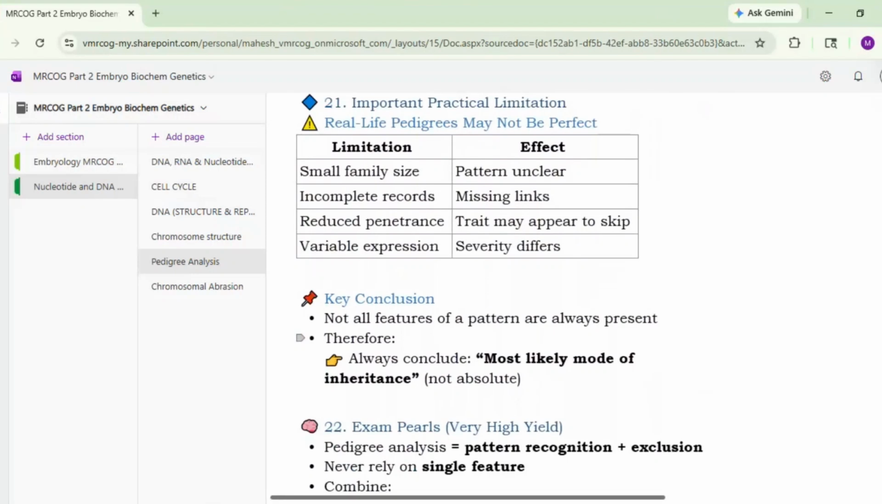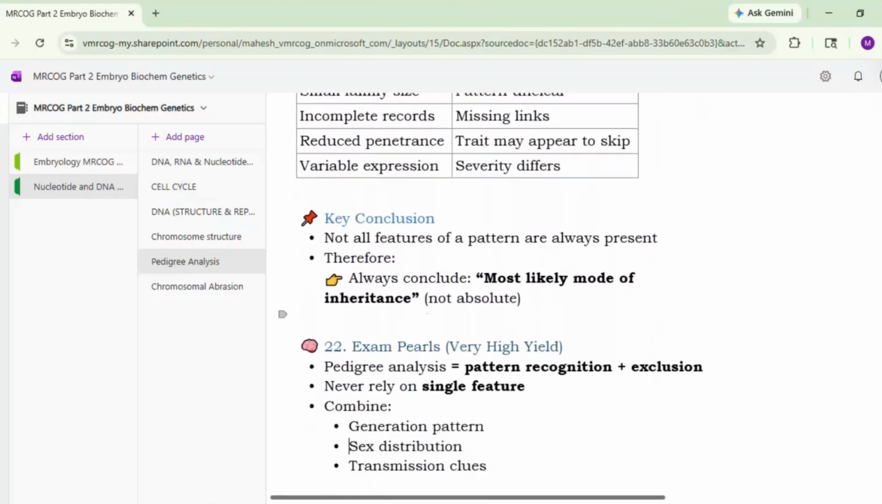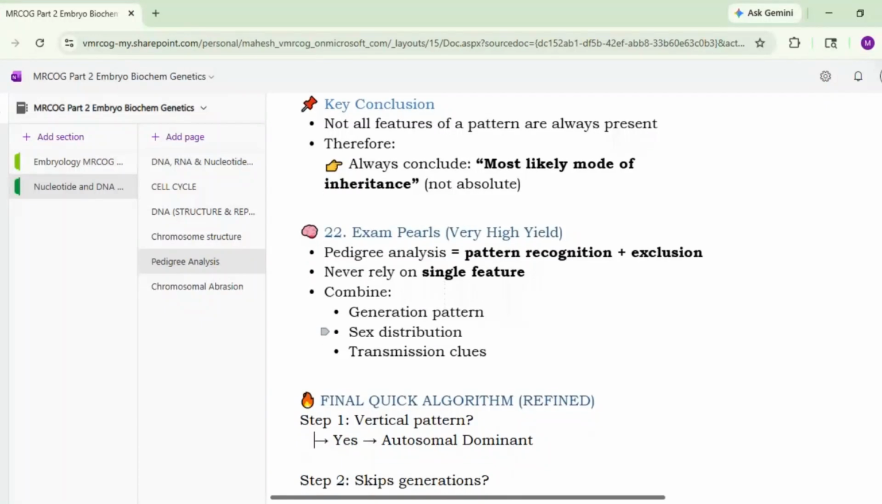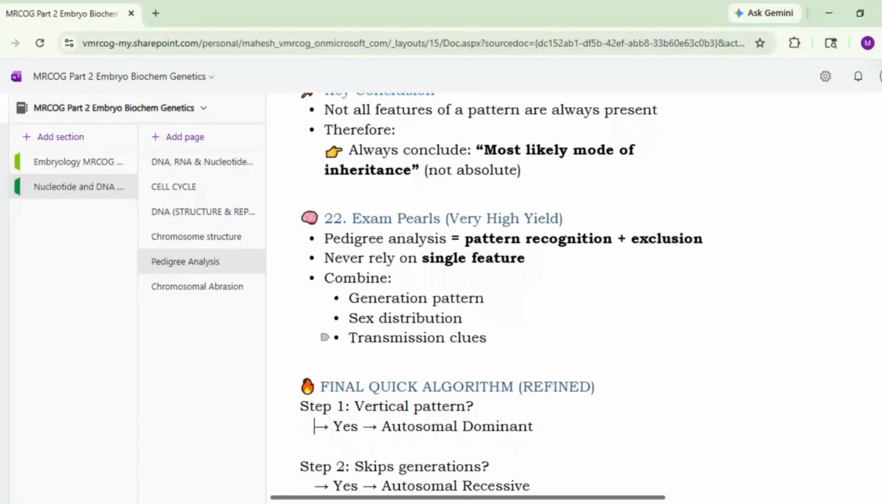So the key conclusion: not all features of a pattern are always present. Therefore, always conclude the most likely mode of inheritance. We cannot say absolutely, but the most likely mode of inheritance. From an examination point of view, pedigree analysis is pattern recognition plus exclusion.